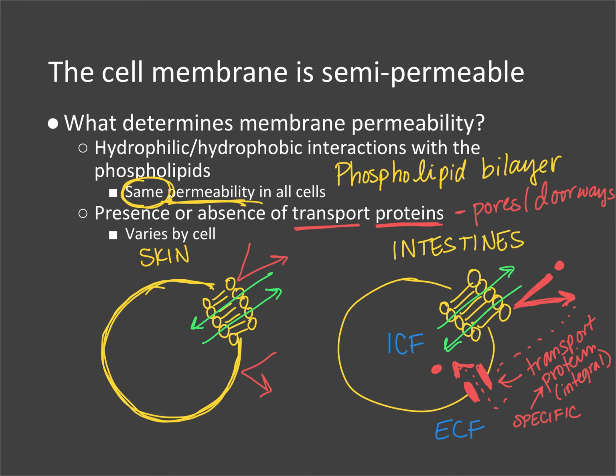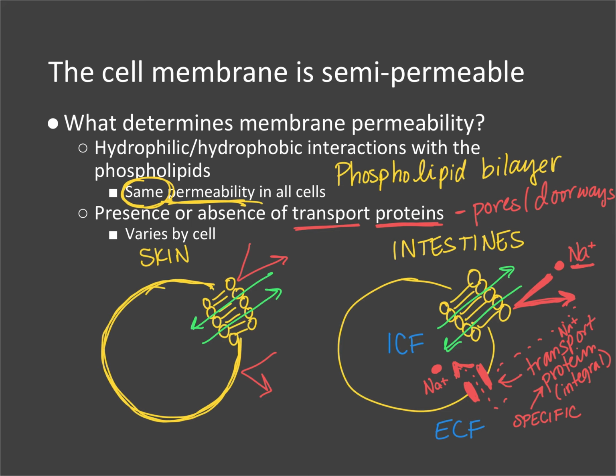So for example, let's say that this red little dot here represents sodium. So sodium is an ion. It can't cross the phospholipid bilayer on its own. But this is a specific sodium transport protein that allows sodium to enter this intestinal cell here.